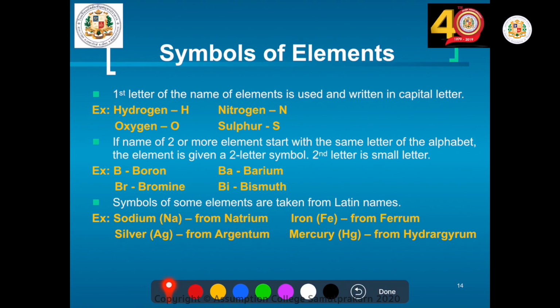And then for silver, its symbol is Ag because its old name is called argentum. For iron, we have Fe because its Latin name is ferrum. And for mercury, we have Hg because its Latin name is hydrargyrum.